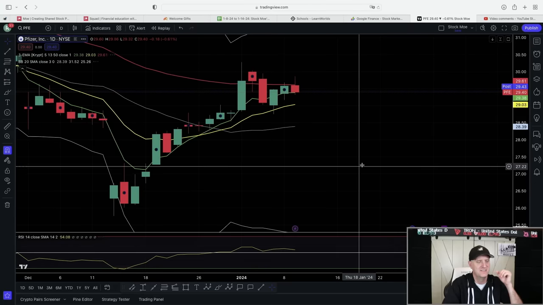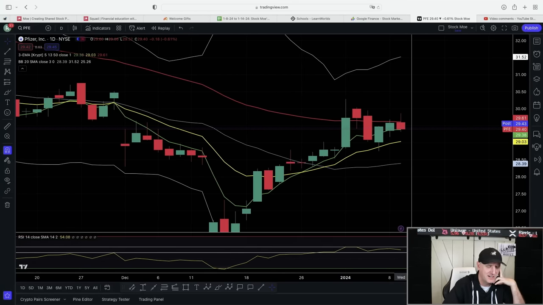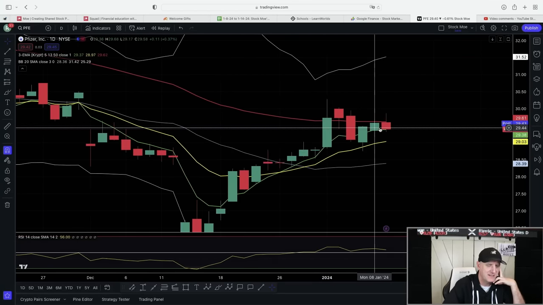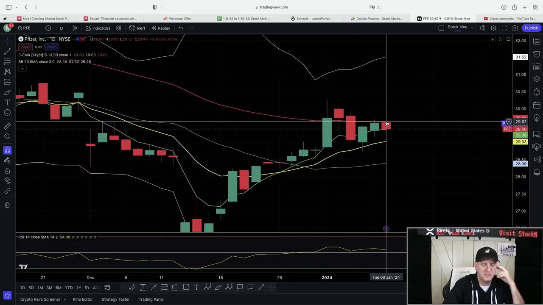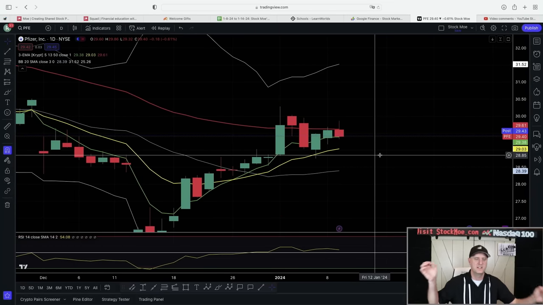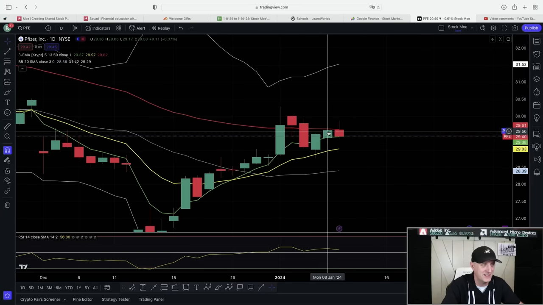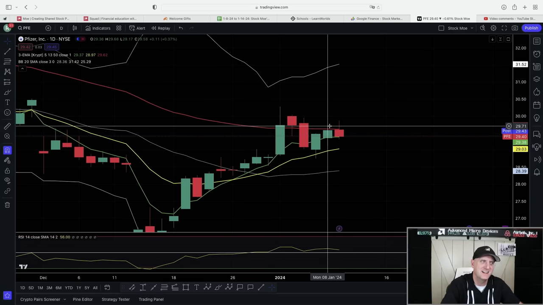How about Pfizer? You guys got Pfizer on your list of stocks you're wondering about. It has confirmed on the RSI. The EMAs have confirmed, and now we're testing that 50. Here's the deal. I'm going to tell you the deal on this. You are closing in on a huge move for Pfizer. Either good or bad. I can't tell you the direction. The 50 is the line in the sand.